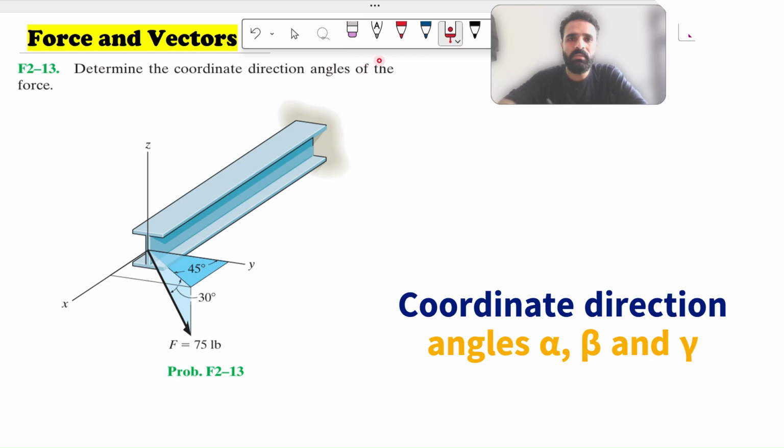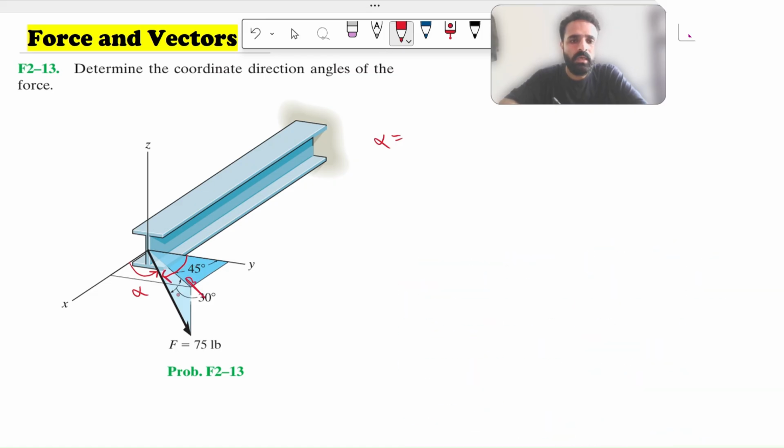What is the meaning of direction angle? It is the angle from the x-axis, y-axis, and z-axis to the force. So we need to find this angle, the angle from the x-axis to this force. It is termed alpha. We need to find alpha, and we need to find beta, which is the angle from the y-axis to this force, and also gamma, which is the angle from the z-axis to this force. We need to find alpha, beta, and gamma.